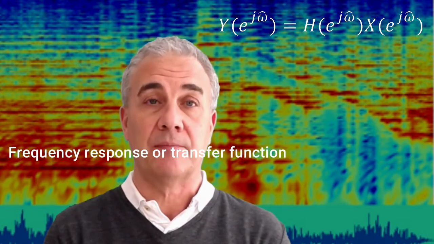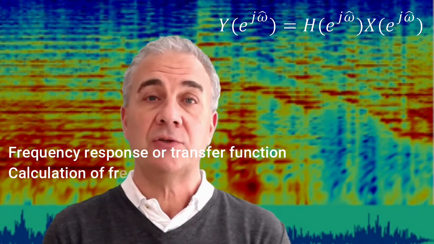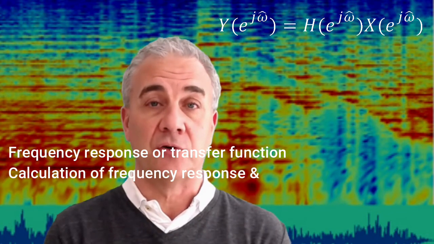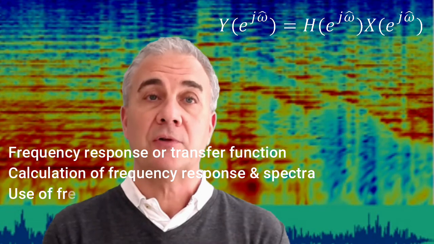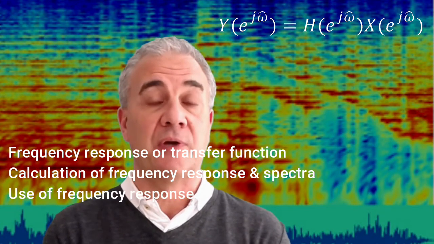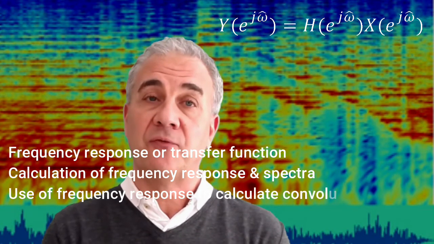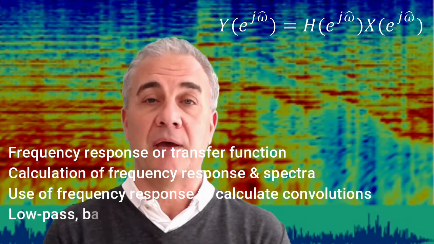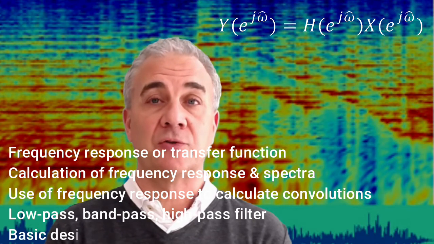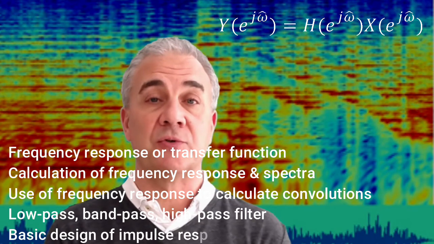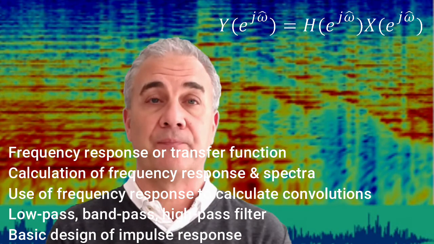With regard to this equation, we have the following learning objectives. First, the concept and definition of the frequency response or transfer function of an LTI system. Second, the calculation of the frequency response and the associated spectra. Third, using the frequency response to calculate convolutions. And fourth, the notion of low pass, band pass and high pass filters. And finally, the use of the frequency response for the basic design of impulse responses of FIR filters.